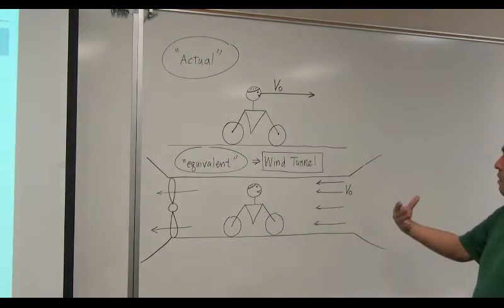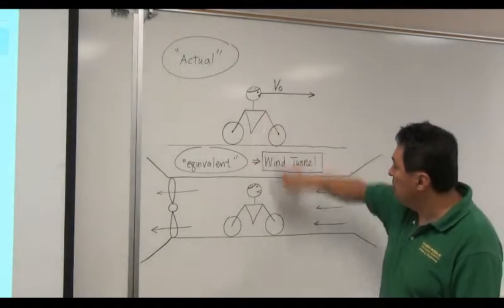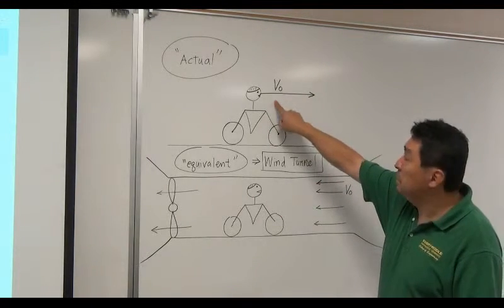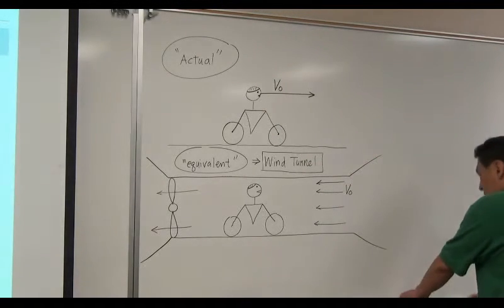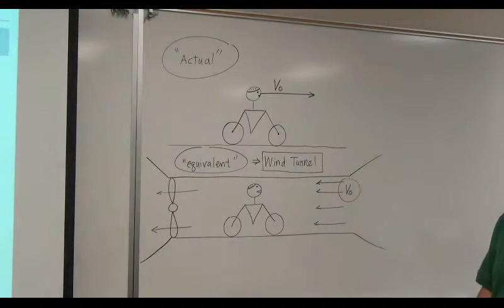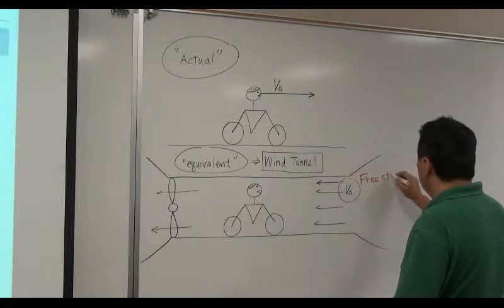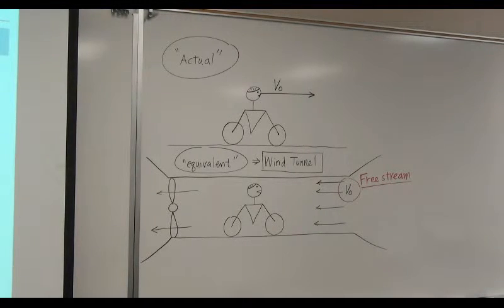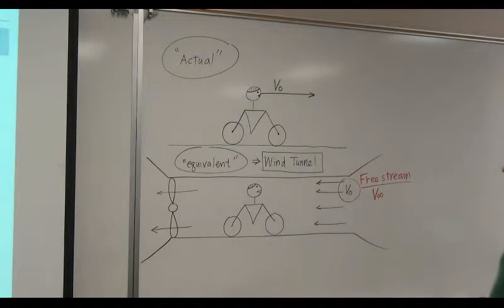Then you turn on the wind tunnel, the air starts blowing. Supposedly, if you represent the equivalent situation, the air speed within the wind tunnel must be exactly equal to this v0, which is the person moving in still air. Is that right? So this v0 is the wind tunnel test section airspeed, something called free stream. In aerodynamics, we are going to oftentimes use v infinity to represent free stream.